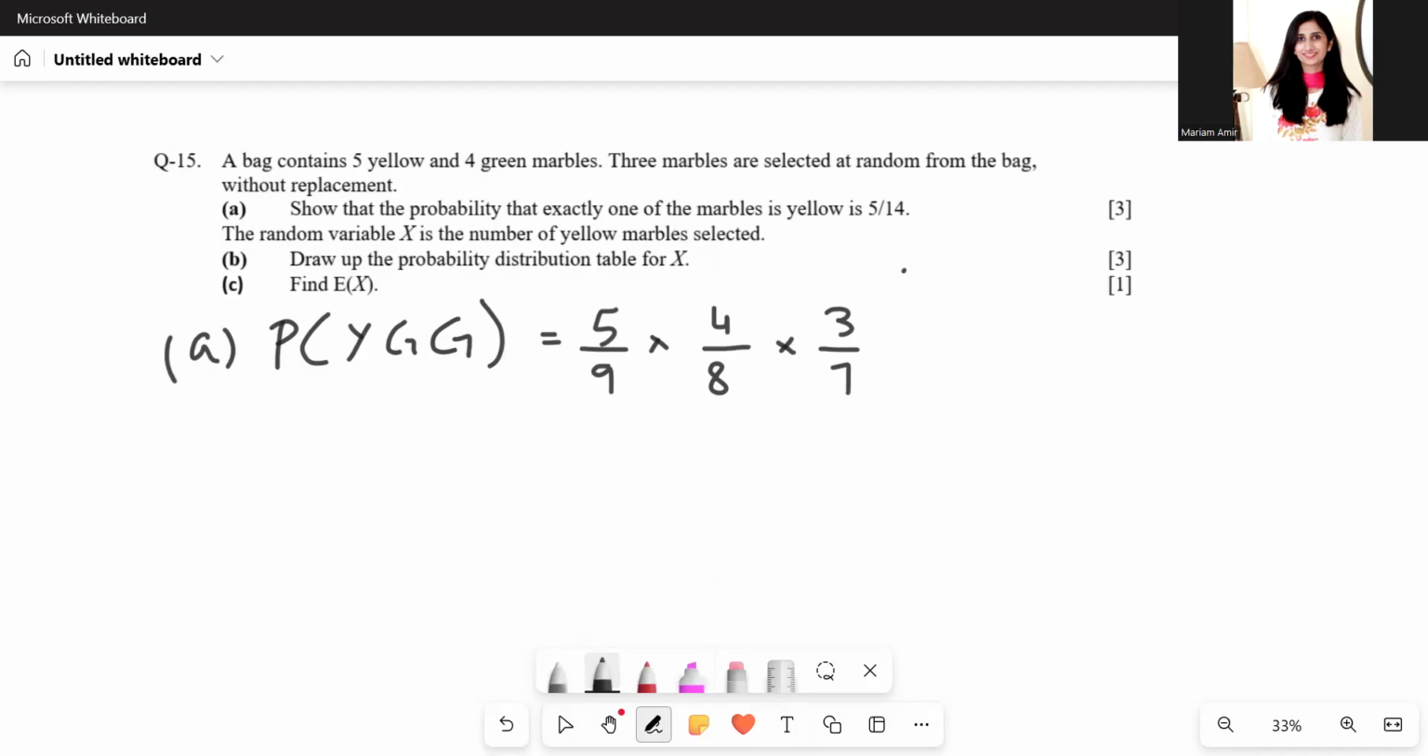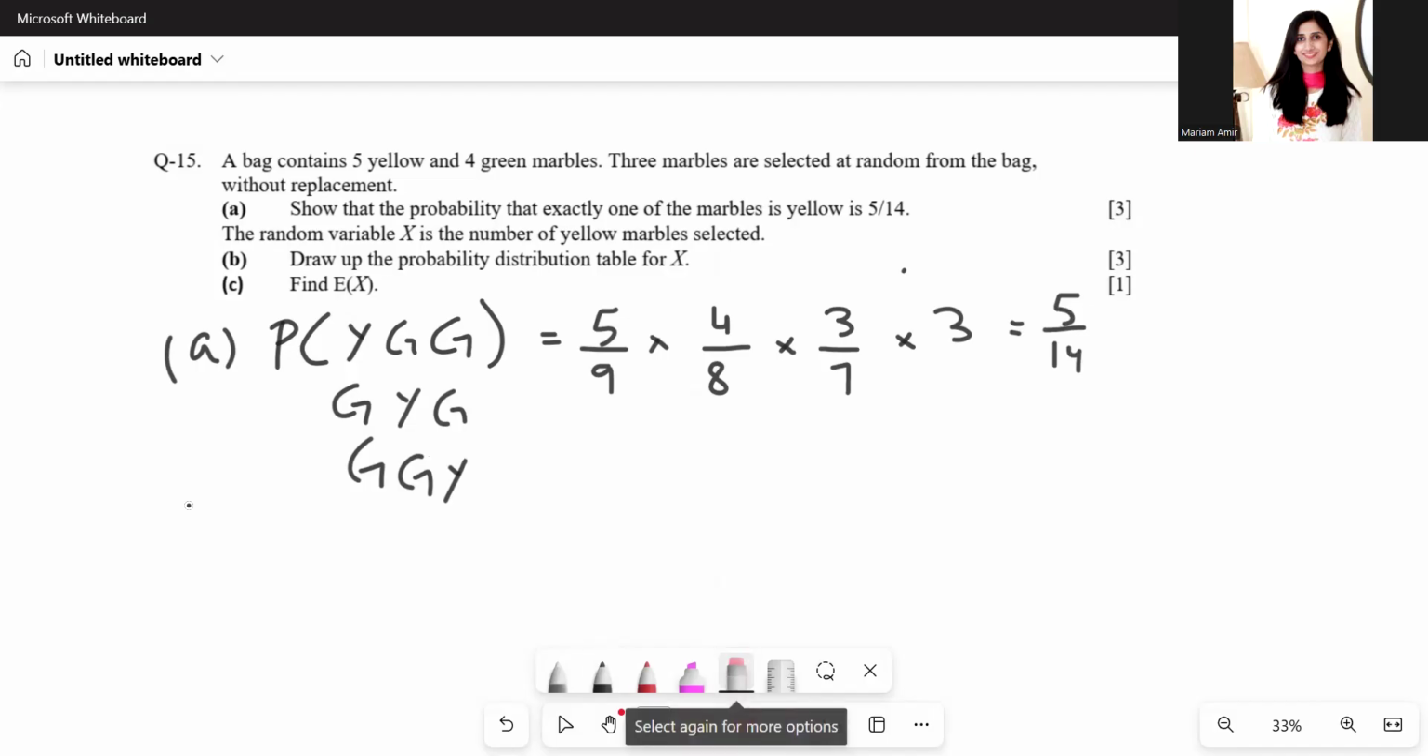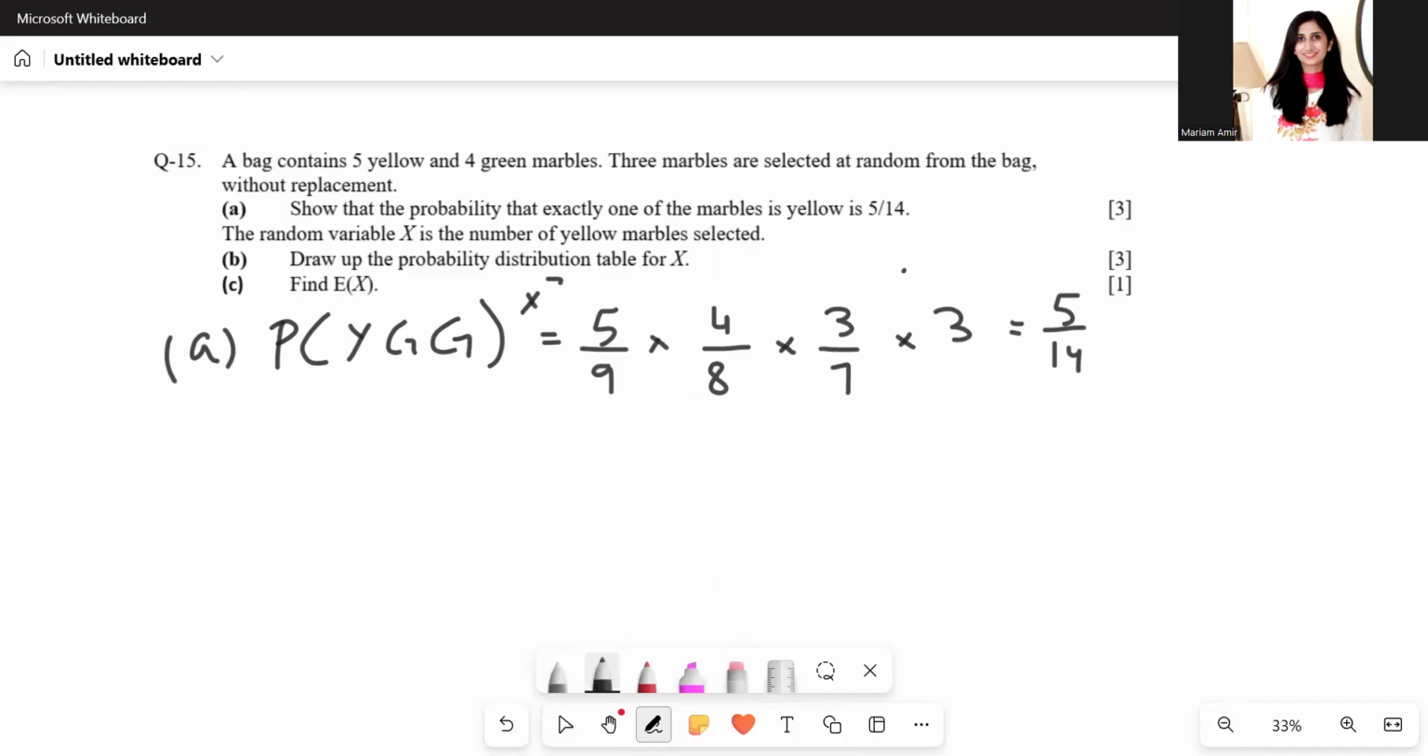We can also have green, yellow, green, and green, green, and yellow. So we must multiply this probability with 3, and that should give us the desired answer. It gives 5 by 14 as required. Part B, we do times 3 here.